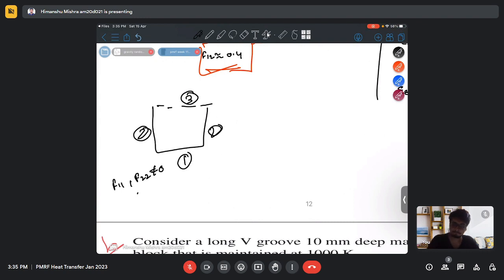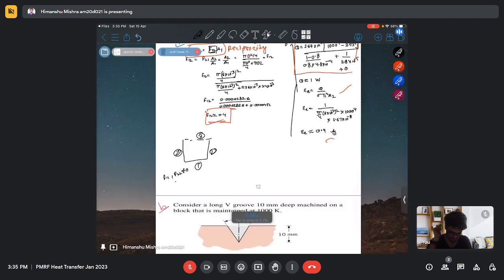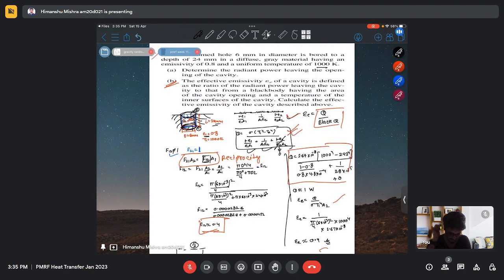But why? Because they have different characteristics. No, they do not have different characteristics. They are the same. They are made of the same material, and they have the same temperature: the curved surface is at 1000 Kelvin, and the bottom one is also at 1000 Kelvin.